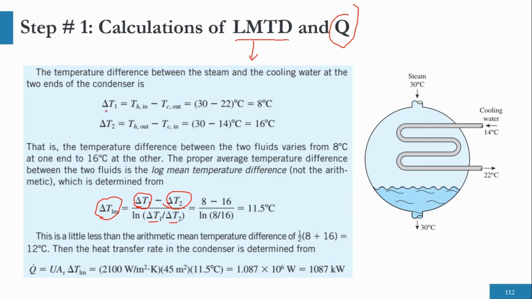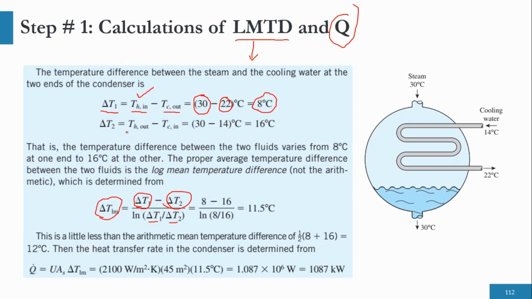How can these be calculated? Delta T1 is equal to temperature of hot at inlet minus temperature of cold at outlet. So we know the hot stream is the steam, temperature is 30 degrees centigrade. Cold stream is cooling water, its outlet temperature is 22 degrees centigrade. 30 minus 22 comes out to be 8 degrees centigrade.